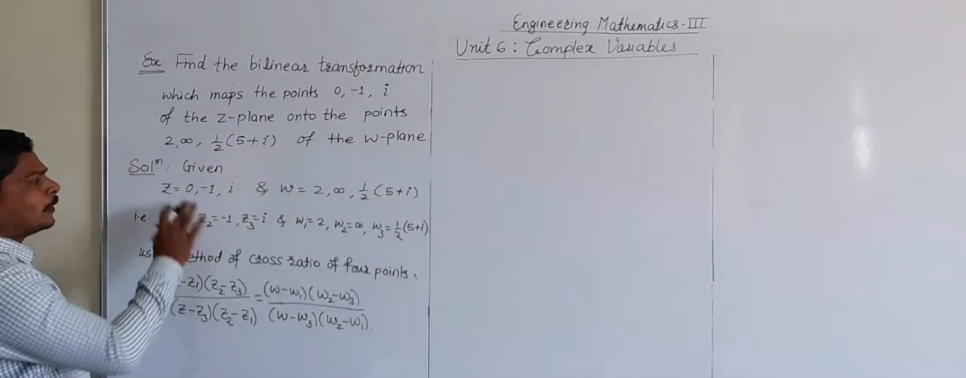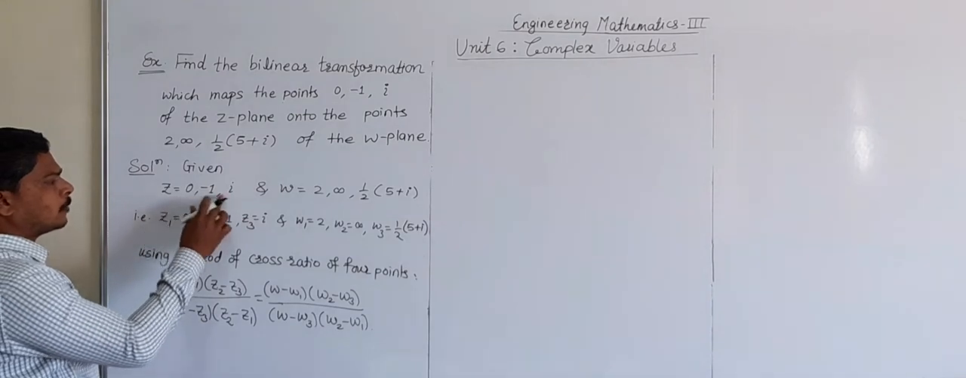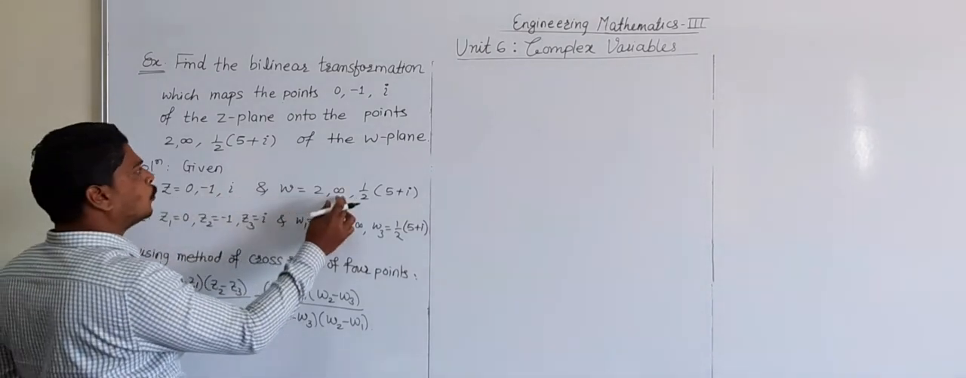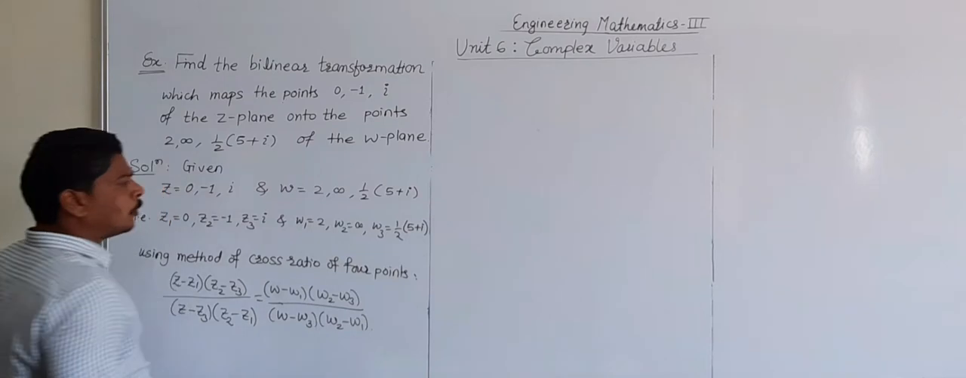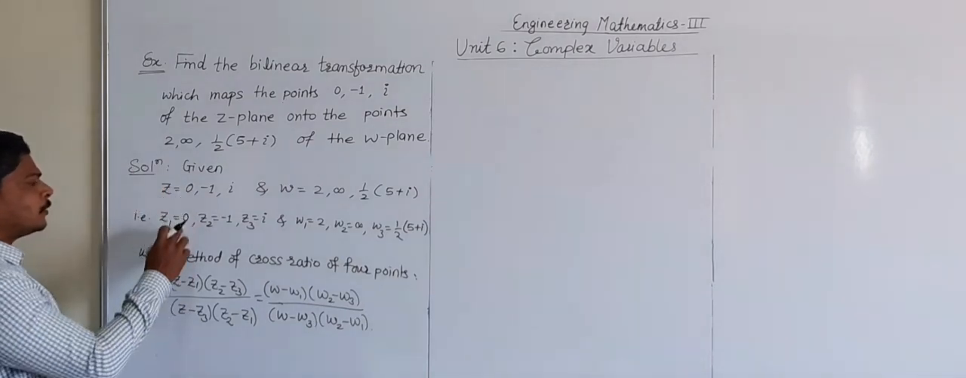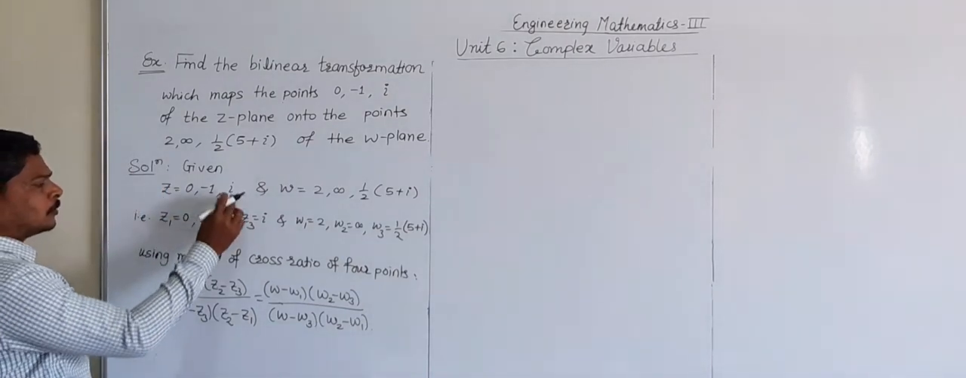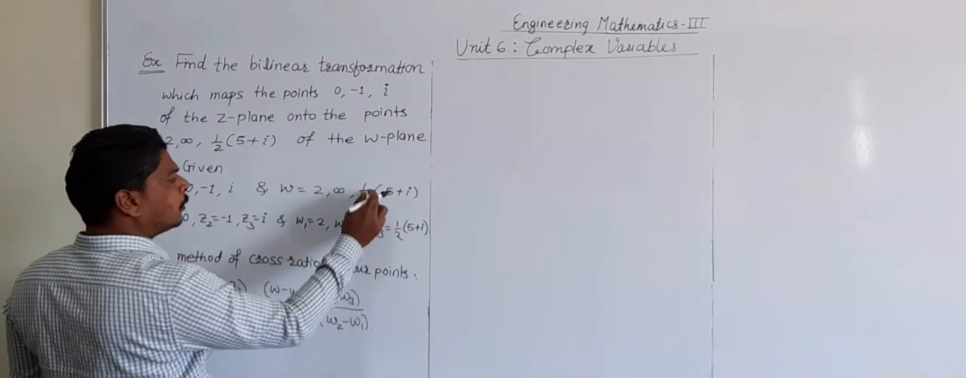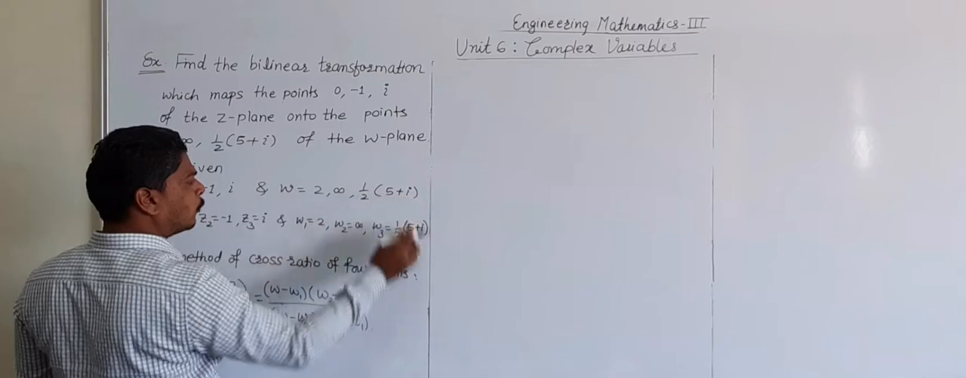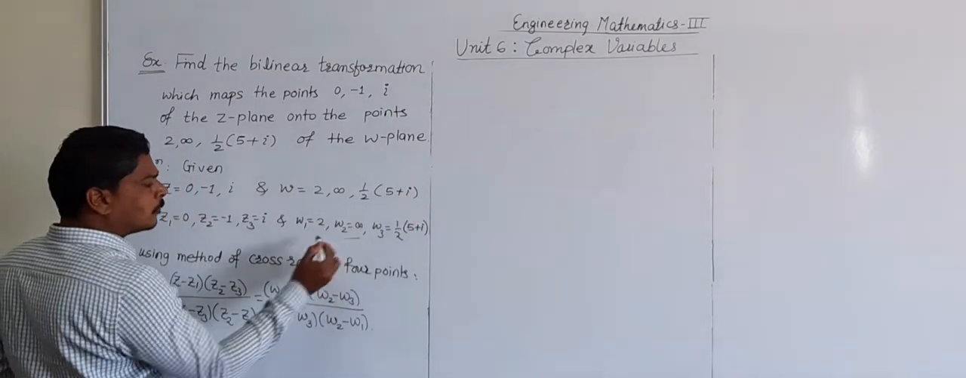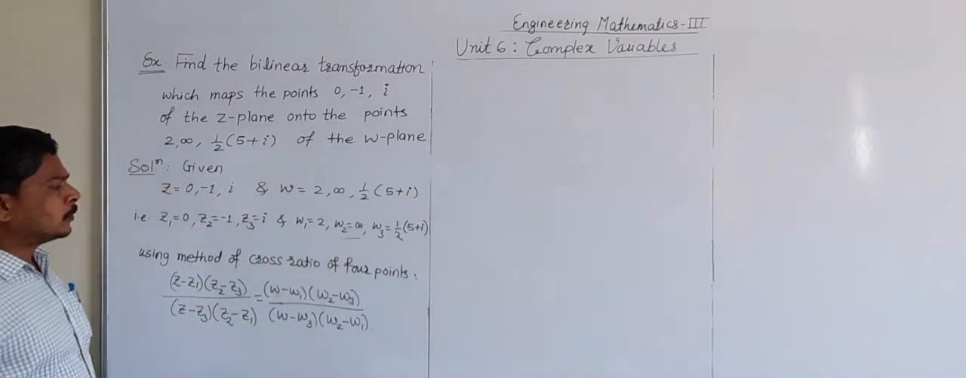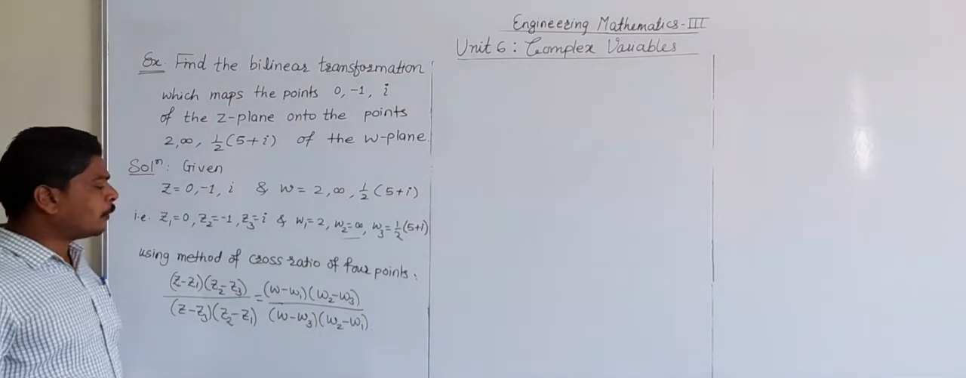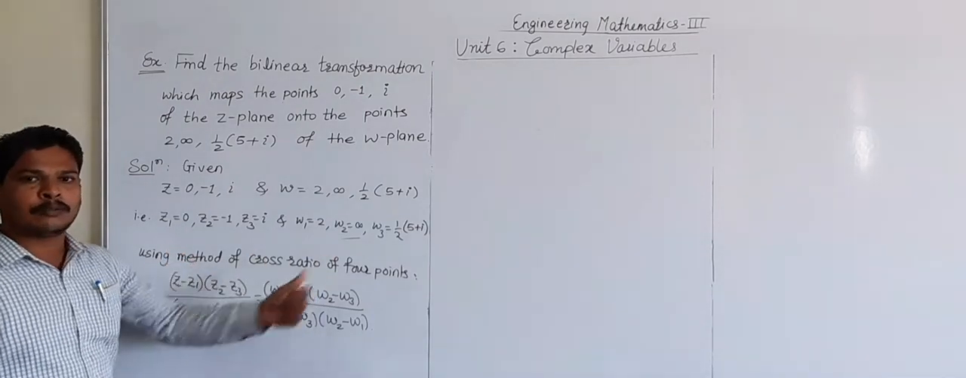So first of all, write down the given points. z is equal to 0, -1, i and w is equal to 2, infinity, 1/2 into (5 plus i). That means z1 is 0, z2 is -1, z3 is i, and w1 is equal to 2, w2 is equal to infinity, and w3 is 1/2 into (5 plus i). So here w2 is infinity. Okay, so one point is infinity, so that's why we are using the method of cross ratio of 4 points.